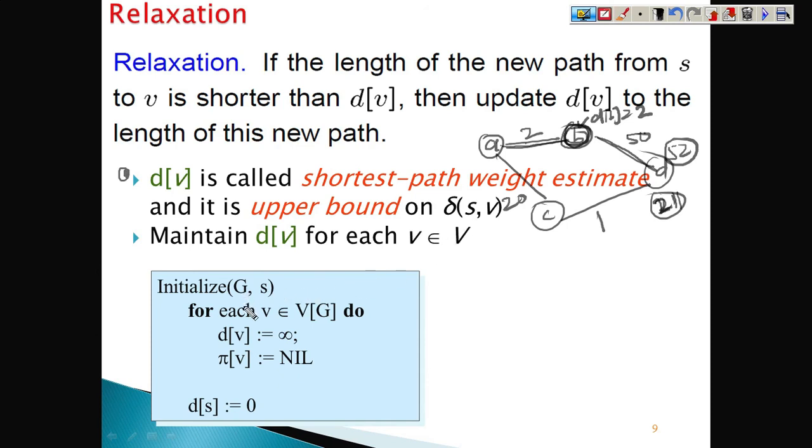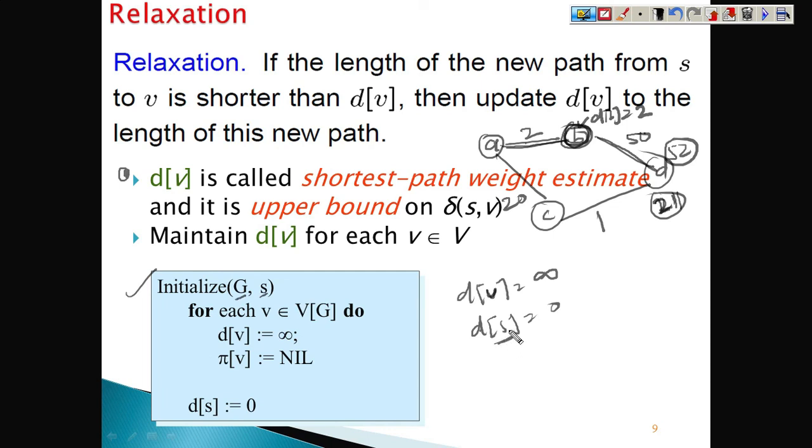So initially, this is something we do in all the algorithms: initialization. We have to pass the graph and also the source from where we have to start. Initially, we keep the d value of v equal to infinity, assuming that there is no possible path to reach the vertex v, but we keep the d value of s equal to 0, meaning this is the vertex from where you have to start.